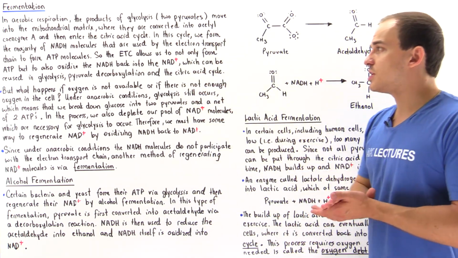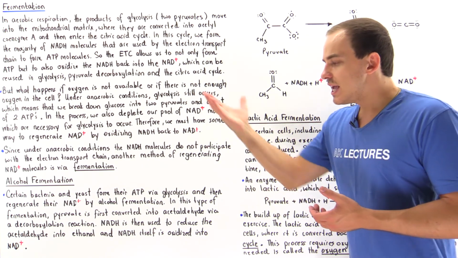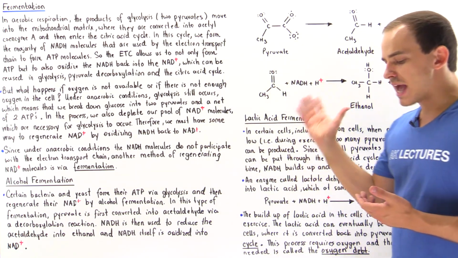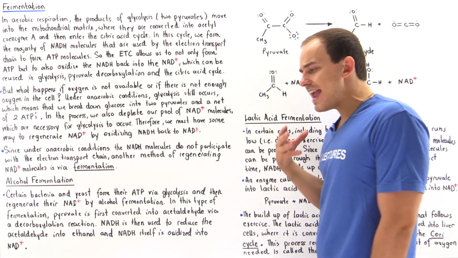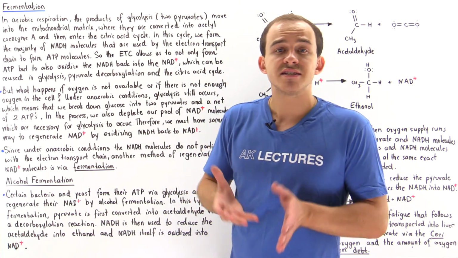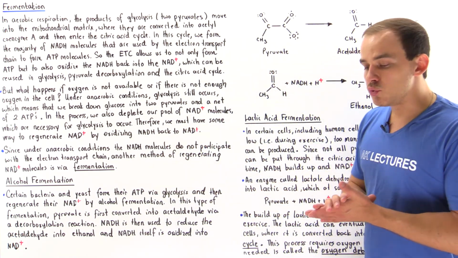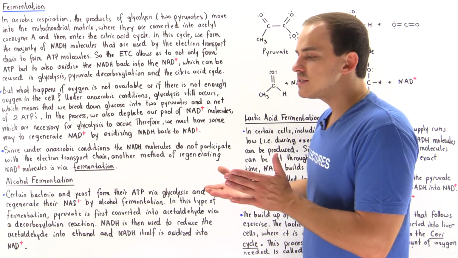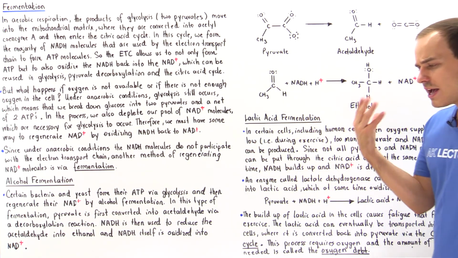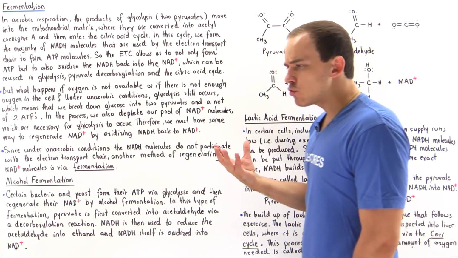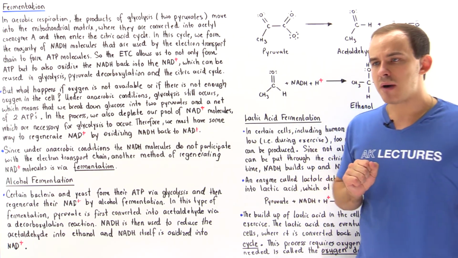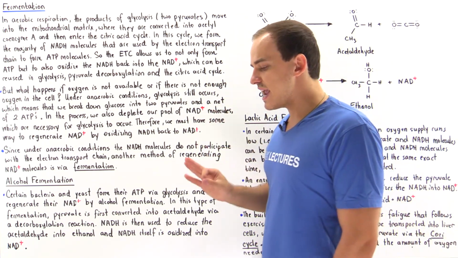And these NAD plus molecules can then be reused in the process of glycolysis, pyruvate decarboxylation, and the citric acid cycle. So we see that under aerobic conditions, basically the electron transport chain is where we synthesize the majority of the ATP molecules, and it's also the location where we oxidize the NADH back into the NAD+. Now, the question is, why do we have to actually regenerate these NAD plus molecules? Well, basically because without NAD plus molecules, glycolysis will not take place.